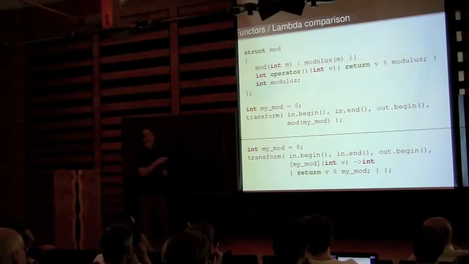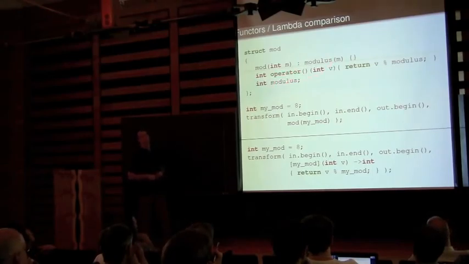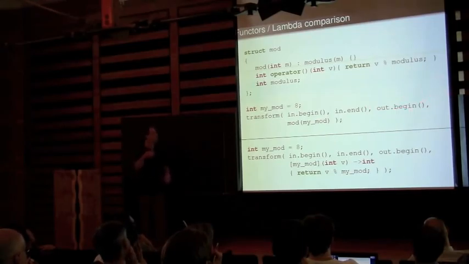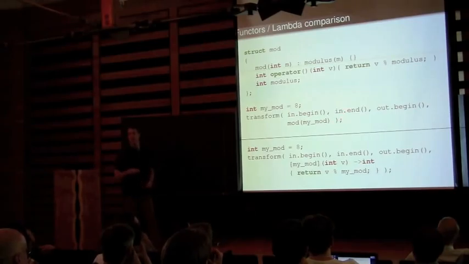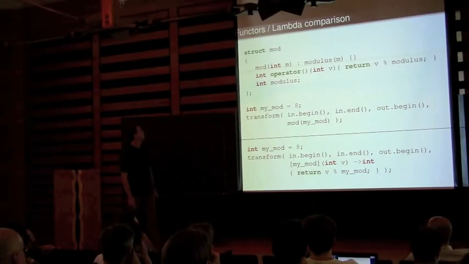We want to keep some state in this thing, and so we store the modulus by passing that in within the constructor. And so this is easy enough to use. We can do a transform, passing it in the begins and the ends, and we have what we want to put in output, and we can go ahead and construct our functor here, providing the state of what we want. So that's pretty nice.